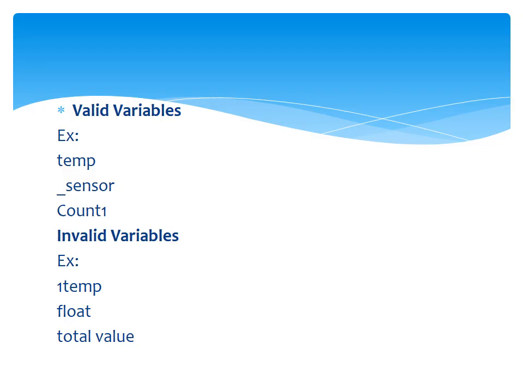Now you can see some examples of invalid variables. I have kept 1temp. This is invalid because it starts with a number. Another name given is float. Float is also invalid because it is a data type, so it cannot be used as a variable. And again, "total value" is invalid because you have a space in between. Instead, if total_value is put together, it is a valid variable.